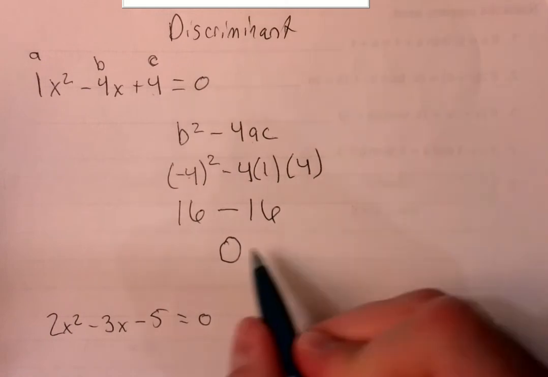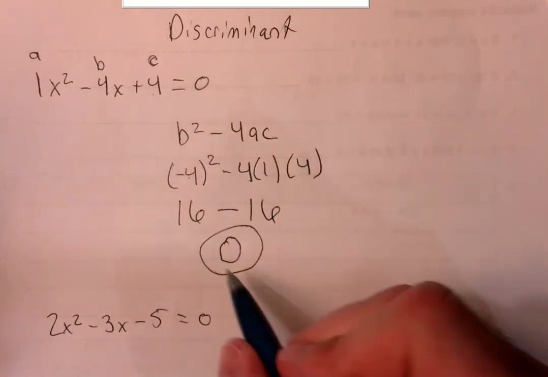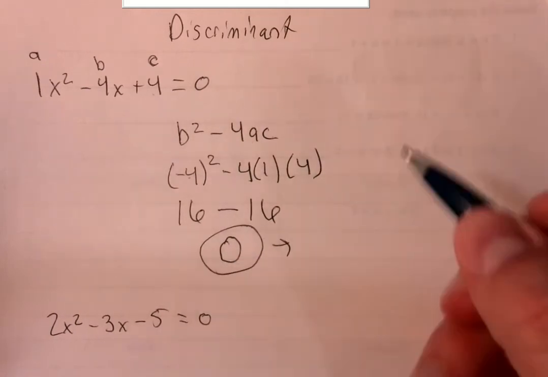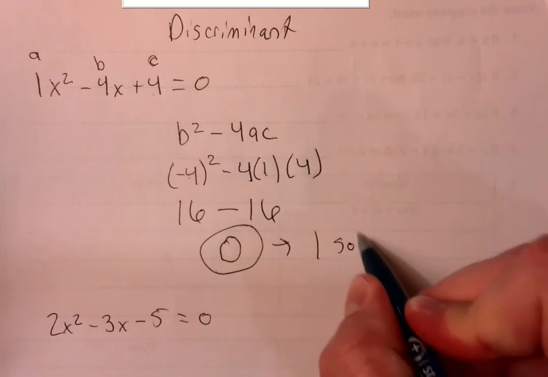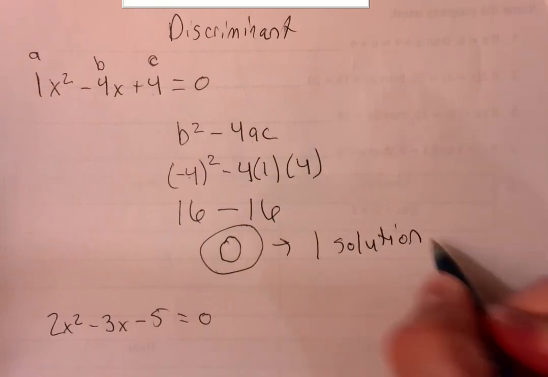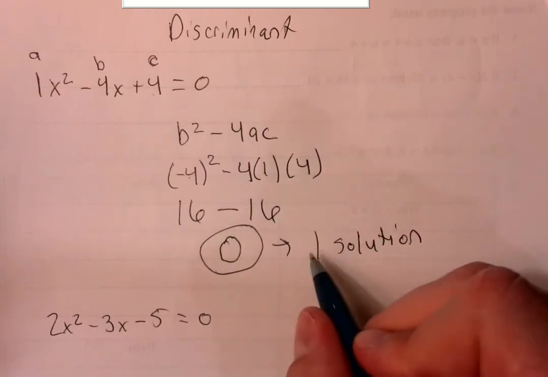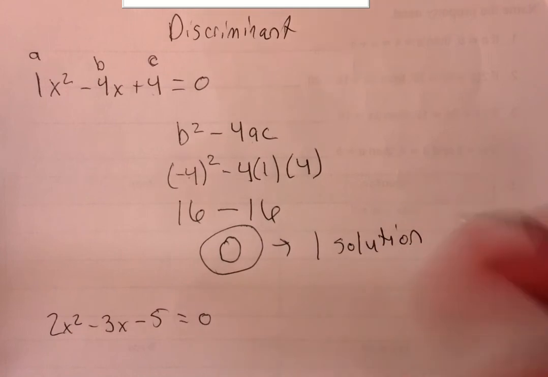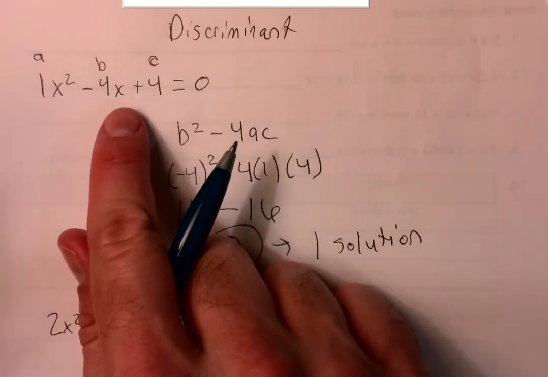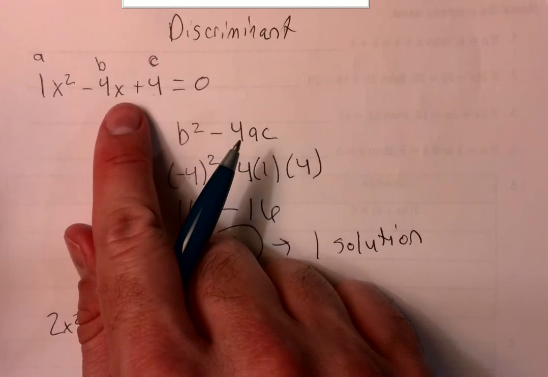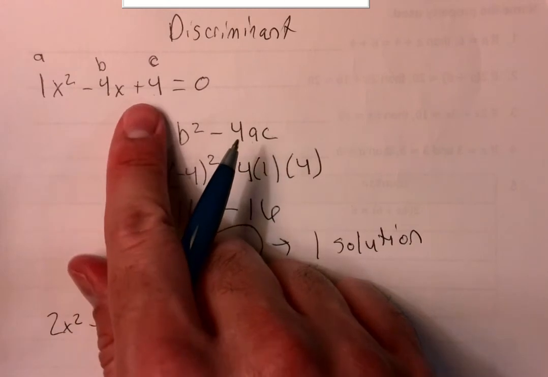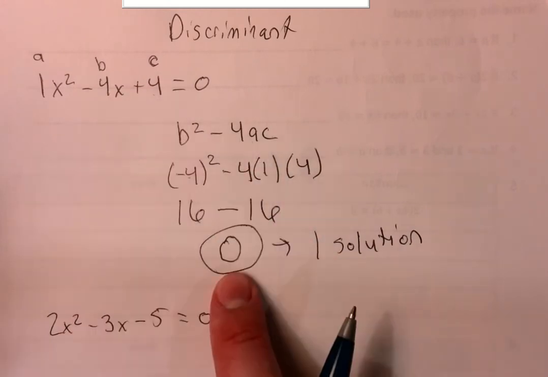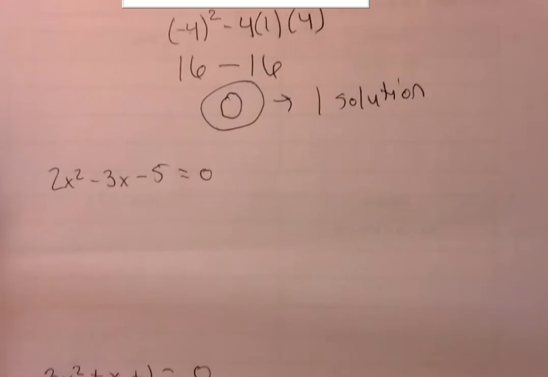Okay, now this is important. If the discriminant is 0, that means we only have one solution. Now that doesn't mean the solution is 1, so 1 is not the solution, but it's only telling me the number of solutions. So I know for this problem there's only one solution to this problem. Generally with quadratics there's 2 solutions, but when the discriminant is 0, that tells me there is one solution. So let's do another problem.